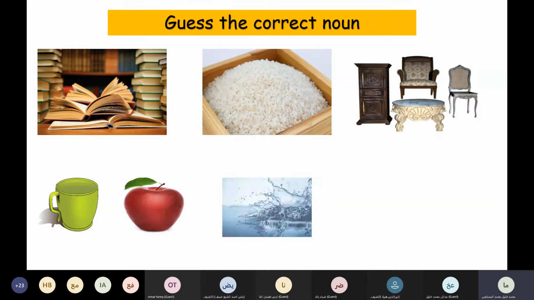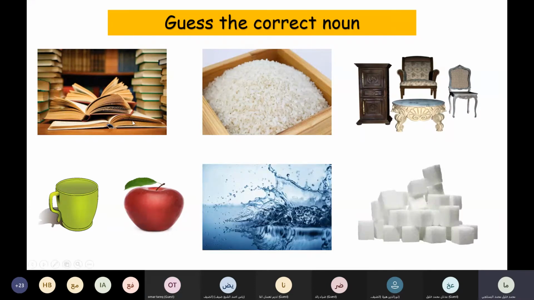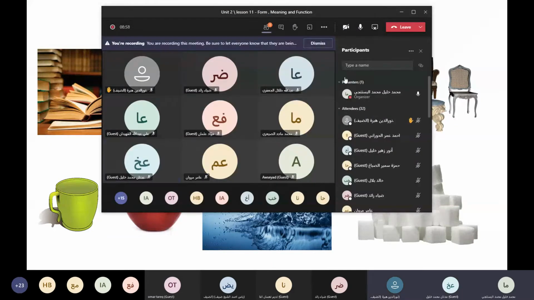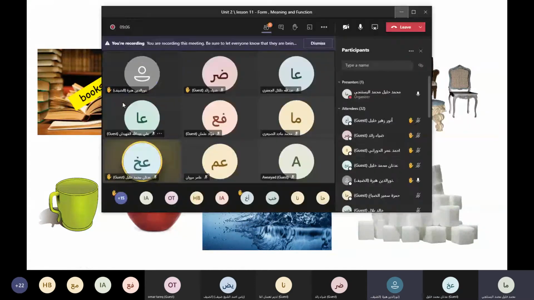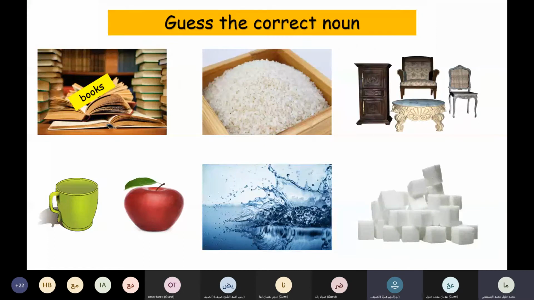Look at these pictures. Now, what do you think the first one is? It is a picture of what? Nordin? Books. Good, books. What about the second? Dia? Rice. Good, it is a picture of rice. Next. Adnan? Chairs and cabinets. Chairs, another, or we can say furniture. Good, furniture.